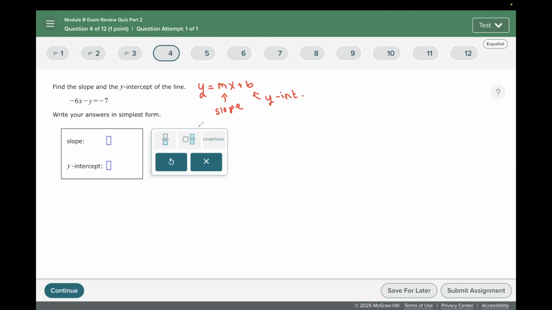So let's just rearrange. So we have negative 6x minus y equals minus 7. Then I'm going to add 6x to both sides. So minus y equals 6x minus 7. And now let's divide by negative 1. So y equals negative 6x plus 7.